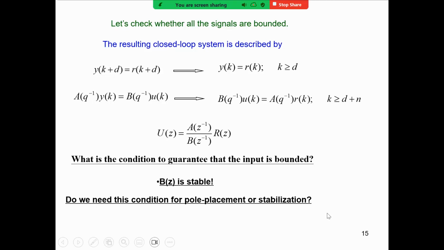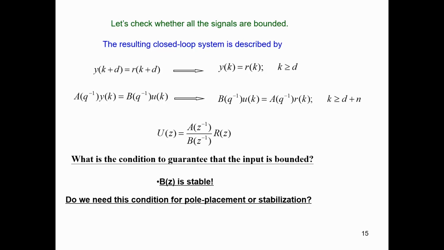If the purpose is not to follow any reference signal directly, and the purpose is just to make the system stable, do we need this condition? Do we need this condition for stabilization? Nobody said no. The answer is no, of course. If you just try to stabilize the system, if you just try to put the poles at the desired positions, I don't require any condition on B. I don't require any condition on A. What I require is that the system is controllable.